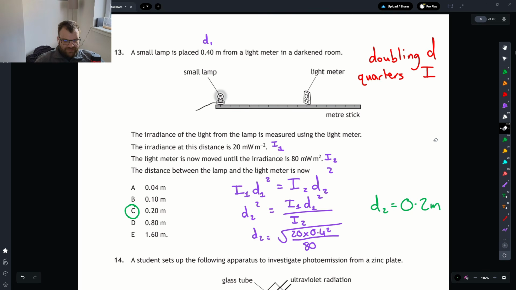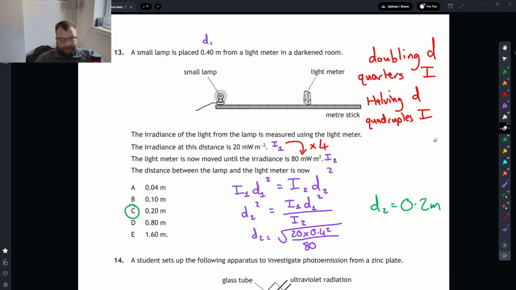If we look at what's happening, our irradiance is quadrupling, times it by 4. If doubling distance quarters I, then halving the distance would quadruple the irradiance, which is what's happening here. So half the distance, half of that would give you 0.2 as well, which is probably a quicker, more straightforward way of getting to the answer.